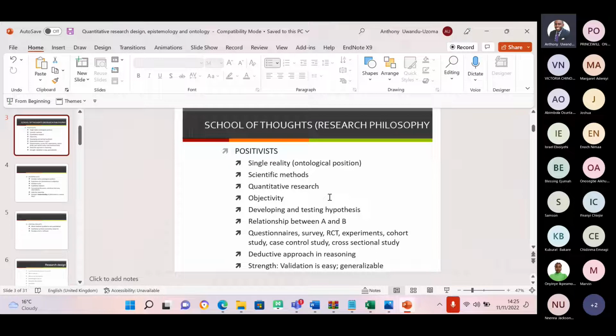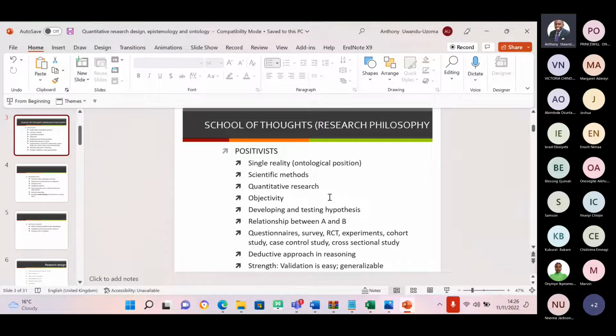If I'm reading your research, I'm looking at what is your ontological stance, what is your epistemological stance, and then what is the methodology, and whether they are aligned together. So they should be aligned. You cannot say you are a positivist and then you are using qualitative methods.